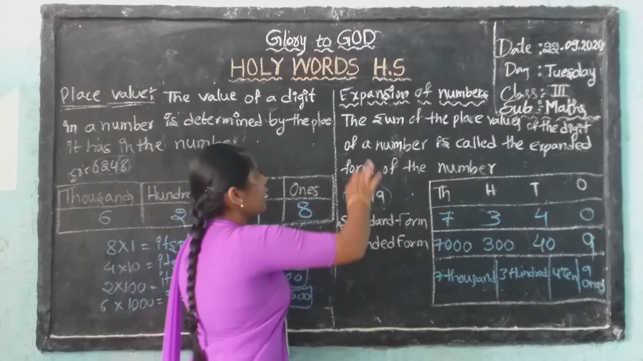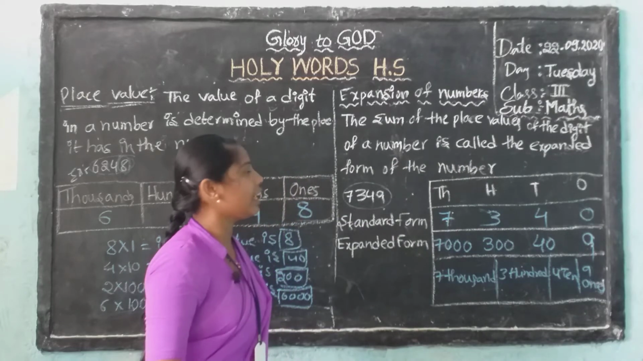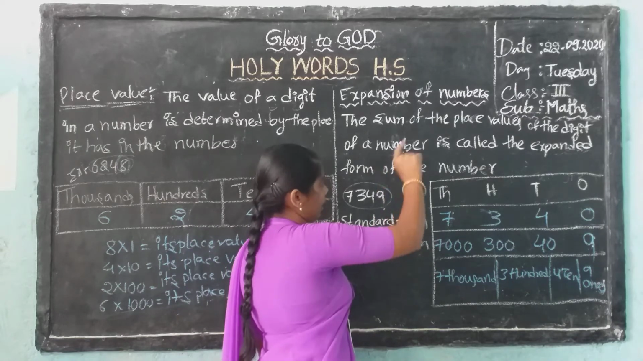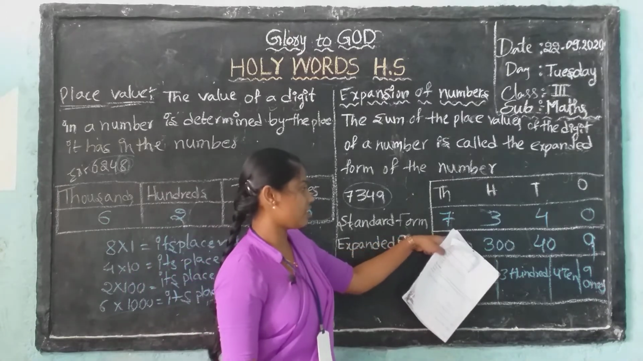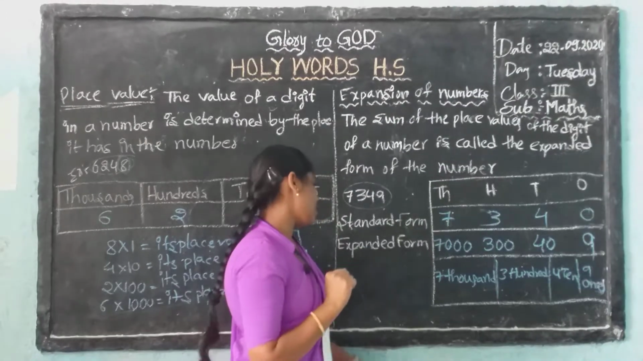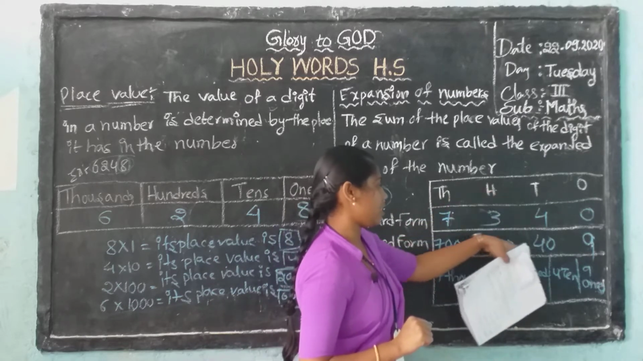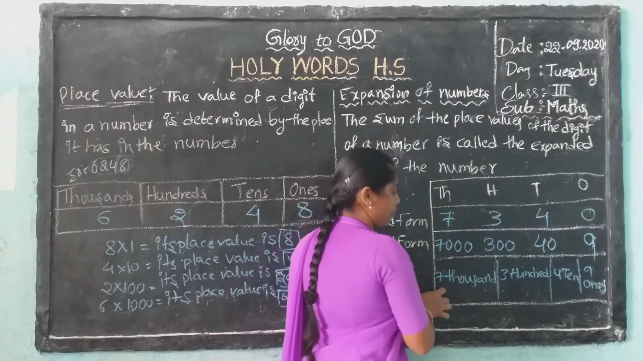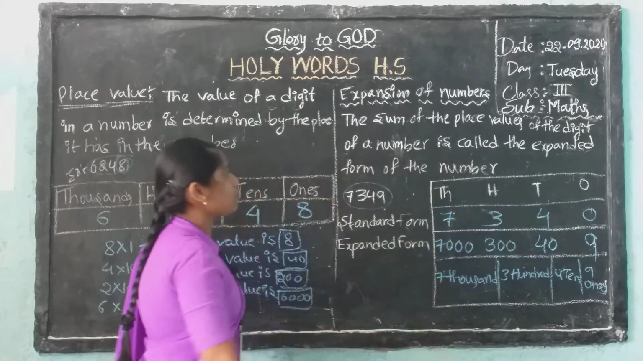I will repeat it again. The sum of the place values of the digits in a number is called the expanded form. For example, 7349 in standard form is 7000 plus 3 hundreds plus 4 tens plus 9 ones. In expanded form, 7000, 300, 40 and 9. So this is the expansion of numbers.